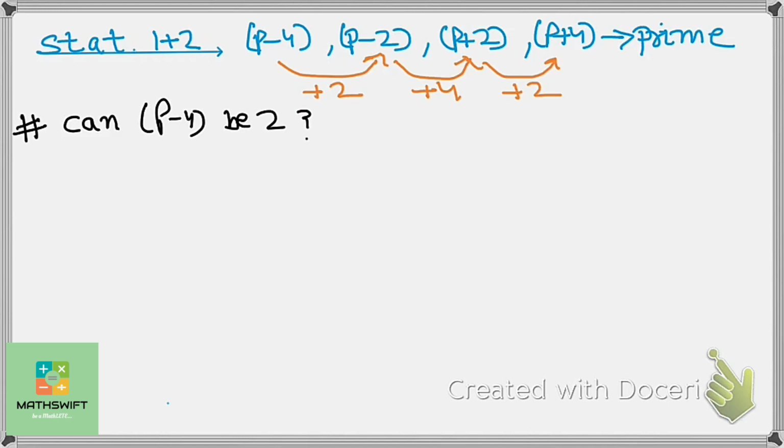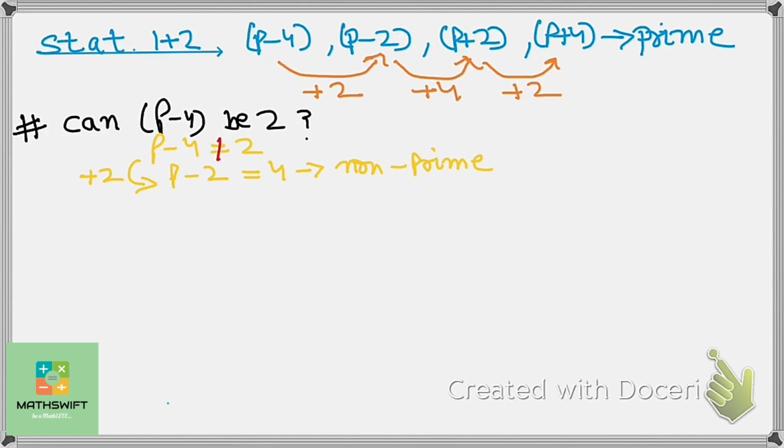We know that p minus 4 has to be a prime number, because this is the condition that we get when we combine both the statements. So can p minus 4 be 2? Now if we take p minus 4 to be 2 and add 2 to both sides of the equation, we get p minus 2 as 4, which we know is not a prime number. So p minus 4 cannot be 2.